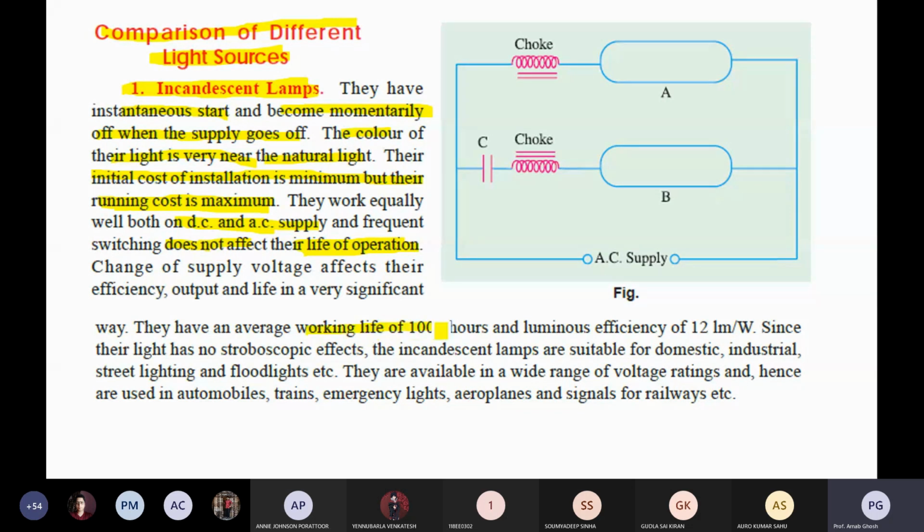So the working life is more than 1000 hours and the luminous efficiency is 12 lumen per watt. Since there is no stroboscopic effect, incandescent lamps are suitable for domestic, industrial and street lighting, and flood lighting applications. They are available in a wide range of voltage ratings, hence used in automobiles, trains, emergency lights, aeroplanes and signals for the railways. Those are the important applications that I have already discussed. That is the incandescent lamp.